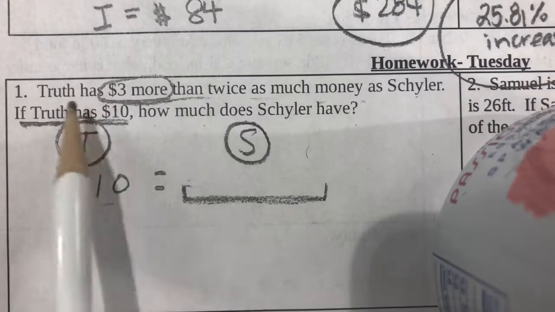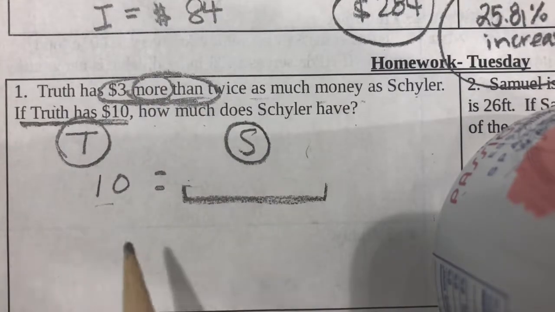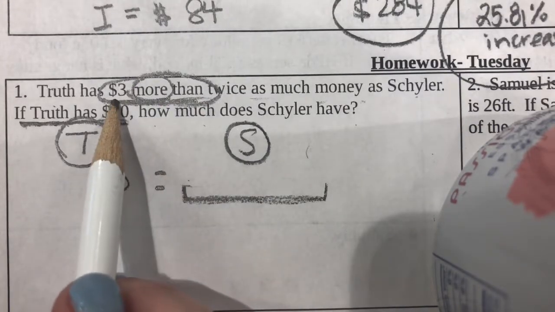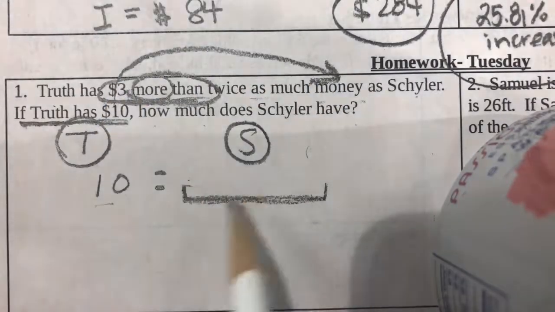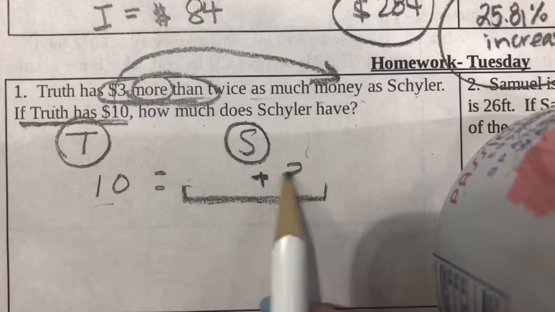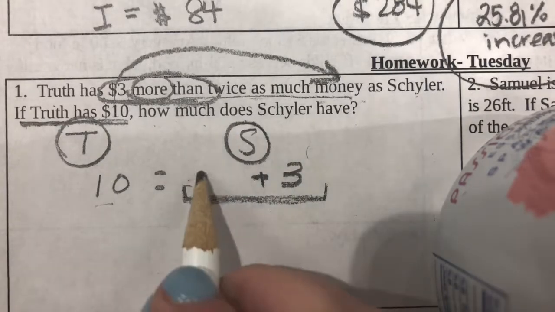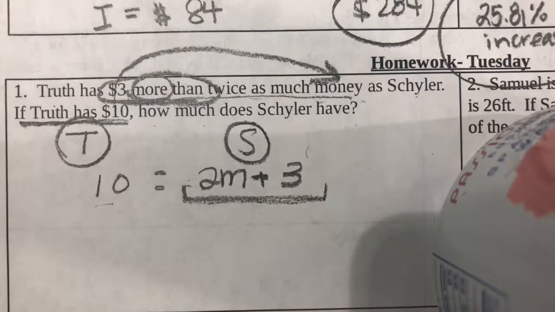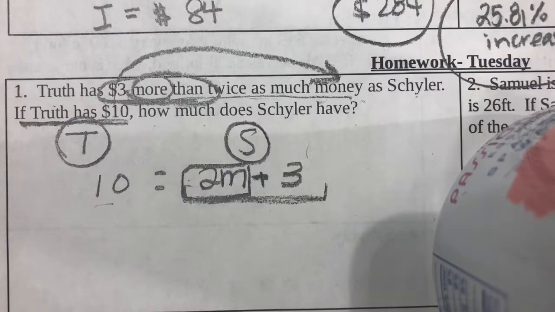So when I look at this, Truth has $3 more than. More than is a flip-around word, meaning that whatever comes first flips spots with what comes second. So I need to write an expression, 3 more than. So I know this is going to be plus 3. Twice as much money, that's going to be 2 times m. This sets up a two-step equation. I need to save the 2m for last to split that up.